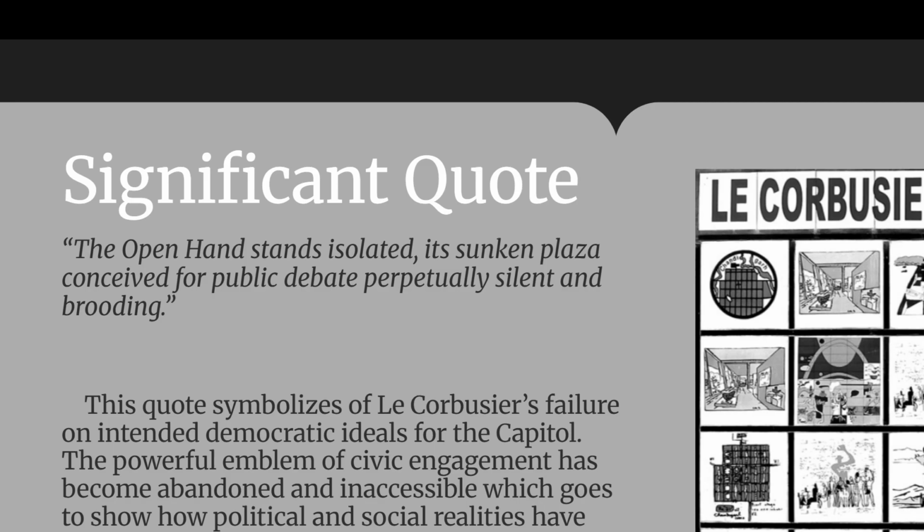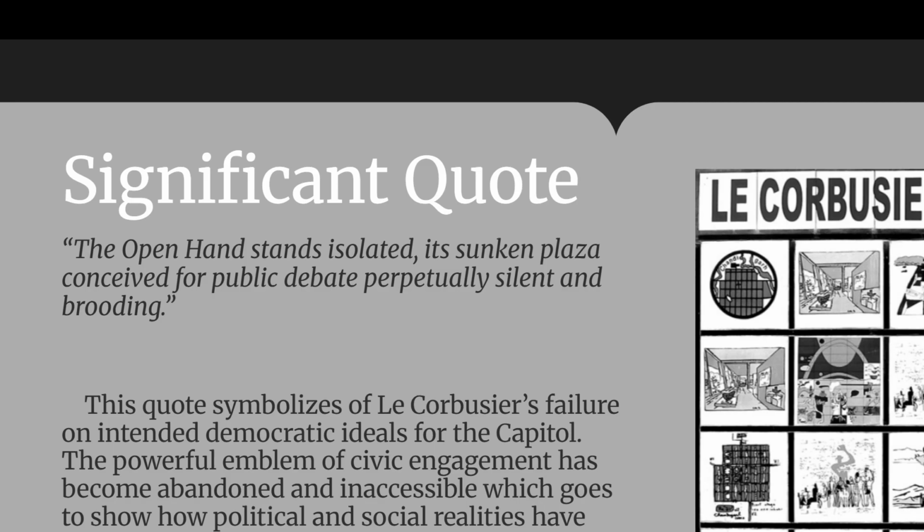The quote reads, "The open hand stands isolated, its sunken plaza conceived for public debate, perpetually silent and brooding." What this really says is that Le Corbusier's grand vision of the open hand as a space for democratic dialogue never became a reality. Instead of being a thriving hub for public engagement, it now stands empty, cut off from the people it was meant to serve. Political tensions, shifting priorities, and social realities ultimately weakened the ideals behind the design.